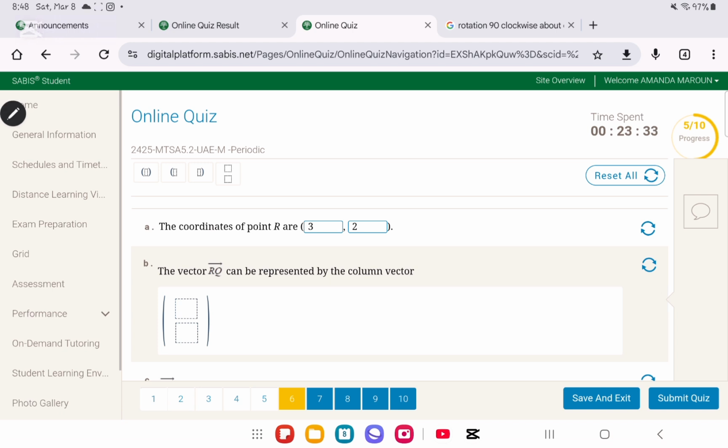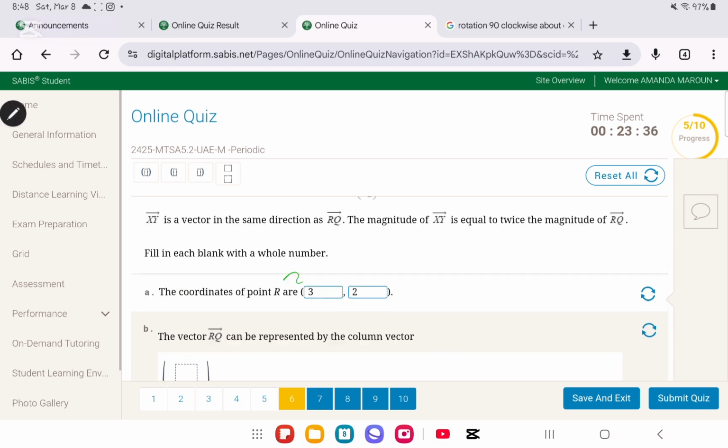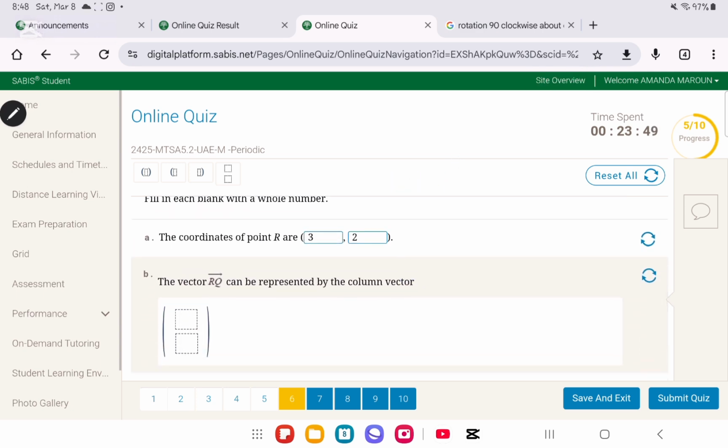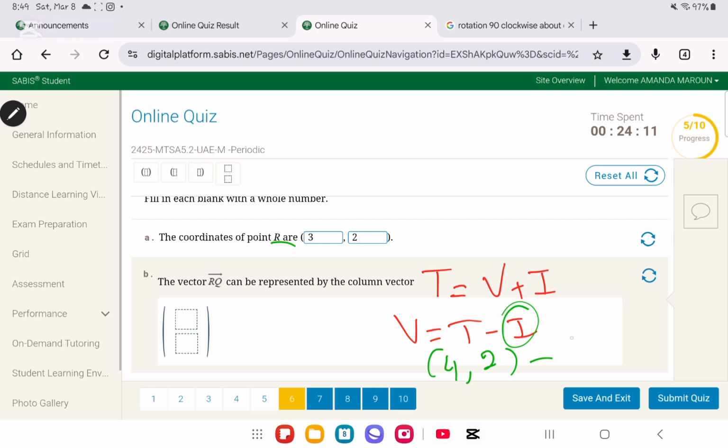Now, the vector RQ. We now have the point R, which is our initial point based on the vector, and Q is our terminal point based on the vector. So if we need to find the value of the vector and we're given the initial and the terminal, we will apply the equation that terminal is equal to vector plus initial. So that means vector is equal to terminal minus initial. The terminal point Q is 4, 2, minus the initial point, which is R, whose coordinates are 3, 2. So that means the vector is equal to 1, 0.